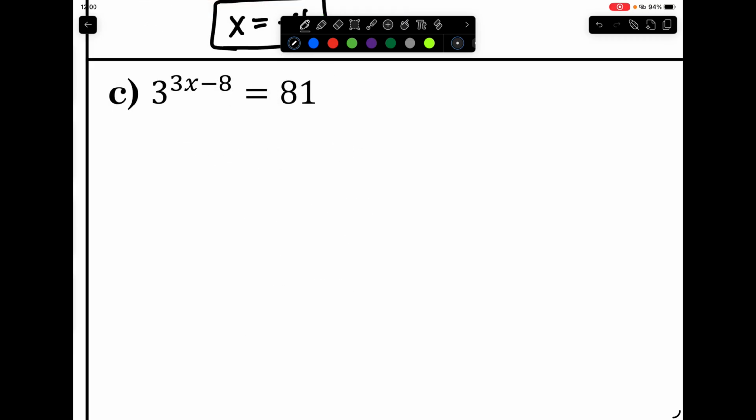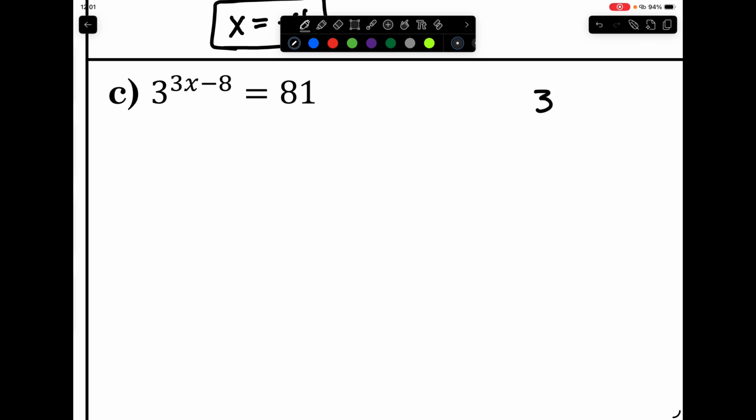Now, this situation is a more complicated scenario. Here it doesn't look like we have an exponential equation of powers with the same base. But if we pay close attention to 81, well, 81 is the result of multiplying a specific number of 3's. So it's a possible way of changing this so we can use this one-to-one property. I just have to manipulate this number so it's the result of raising the base 3 to a specific power to get 81.